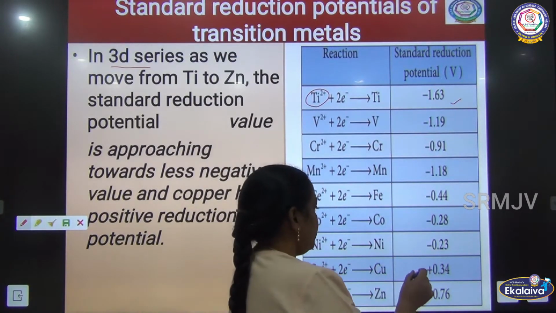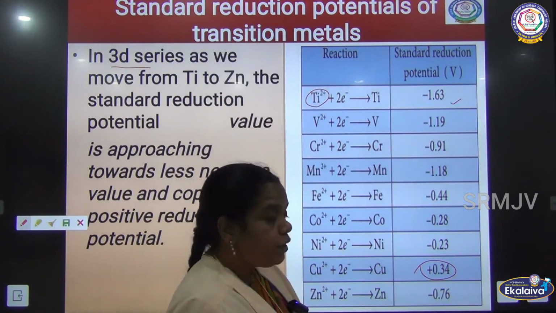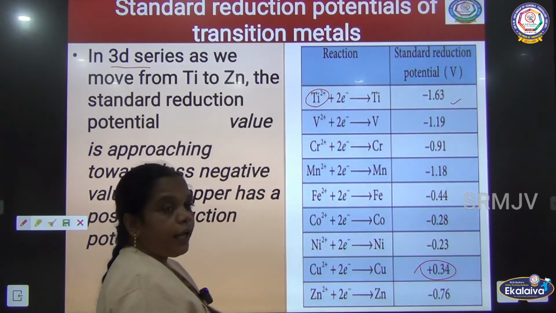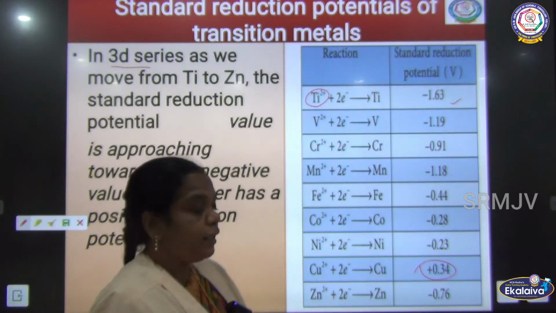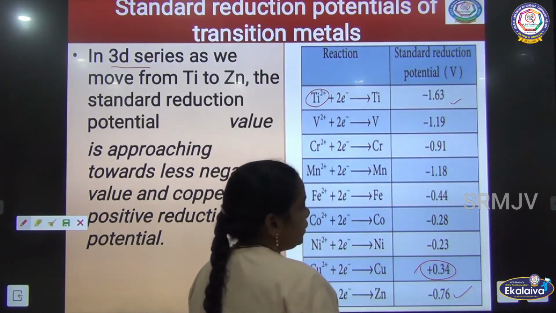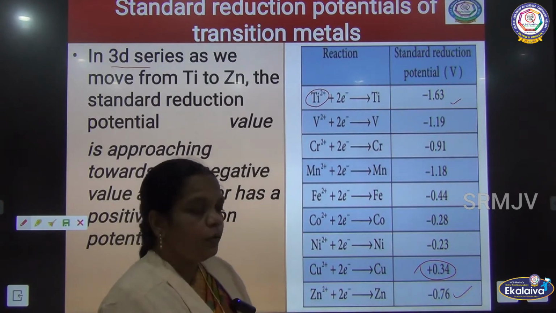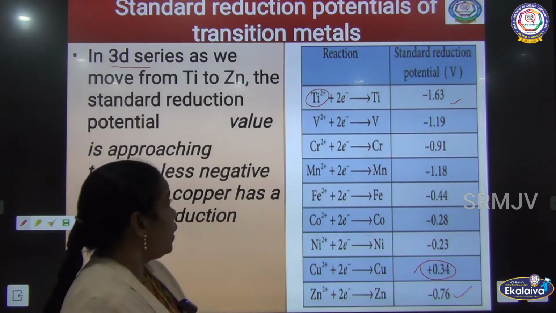Now you see here, copper has what? A positive value, so it won't act as a reducing agent. And the next one is minus 0.76. The next largest value is what? Zinc. Now you can see this.